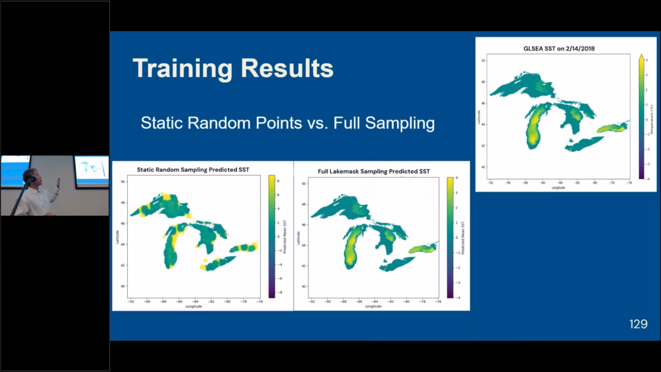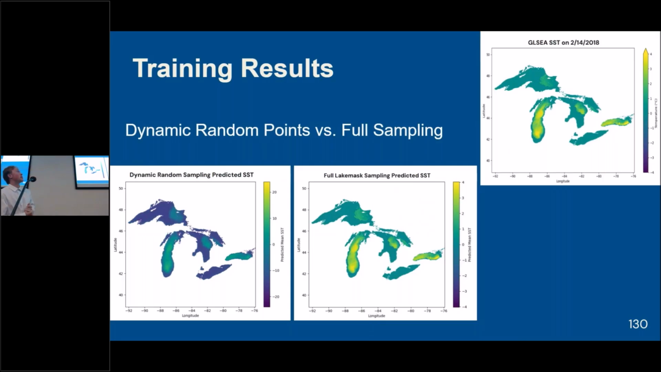But then in the middle, this is our full sampling run. So we trained a model on all of the lake points. And as you can see, there's decent boundaries and good gradient of temperature. Now compare this to the graph in the upper right, which is taken straight from GLOSS. And you can see that our full sampling makes a prediction that's almost exactly the same.